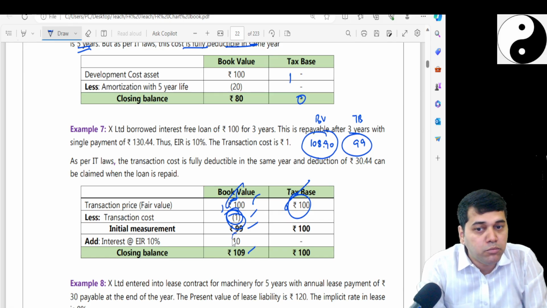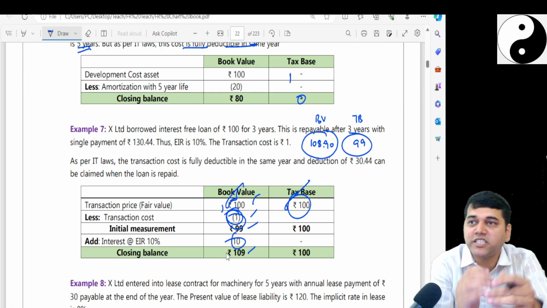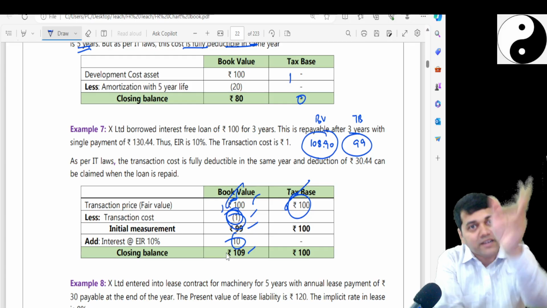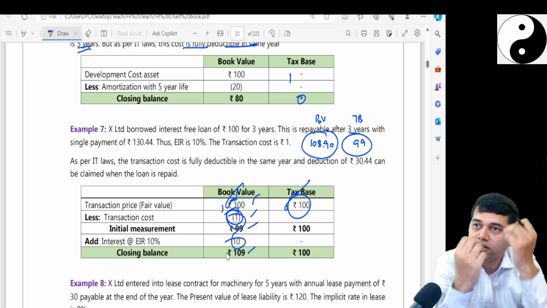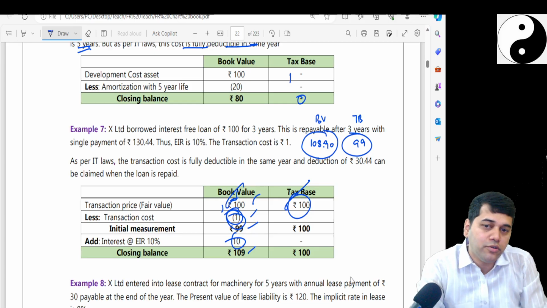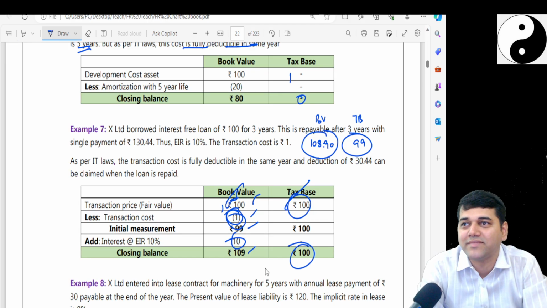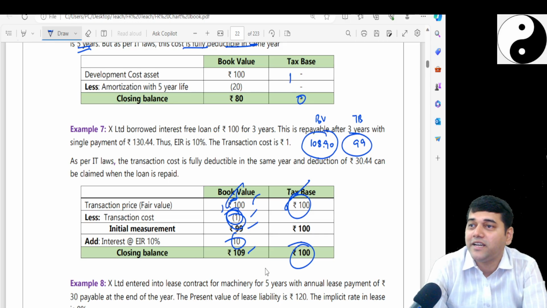Then you passed one more entry: interest expense account debit to loan. Did they recognize it? No, they said reverse it. They didn't recognize that entry at all. So your tax base will become 100. Are you clear? Any doubts? Yes, what is the doubt?